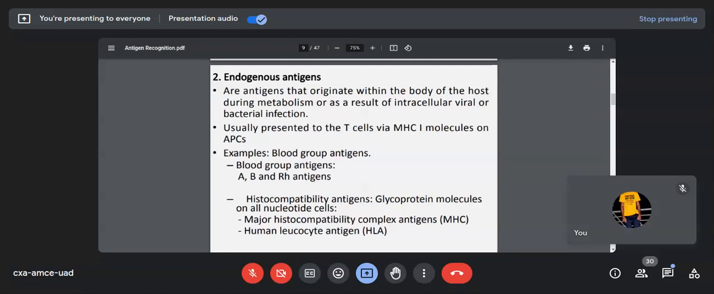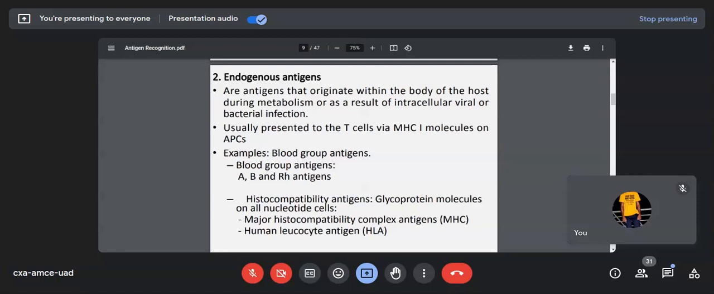Okay, so I said, with regards to, I hope my voice is audible, I was saying exogenous antigens, that you'd find outside. Examples of those antigens that you can find outside. The first example is a bacteria, and the second example is a virus.